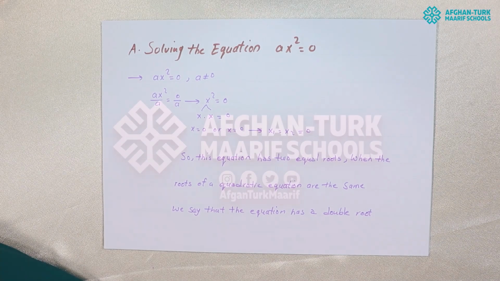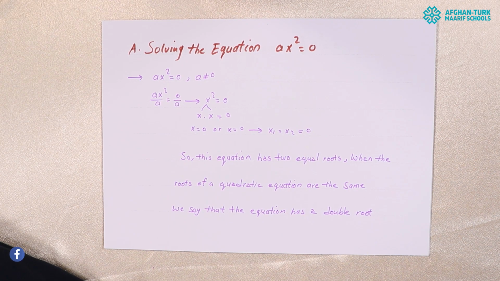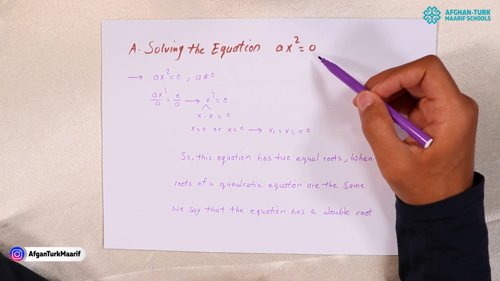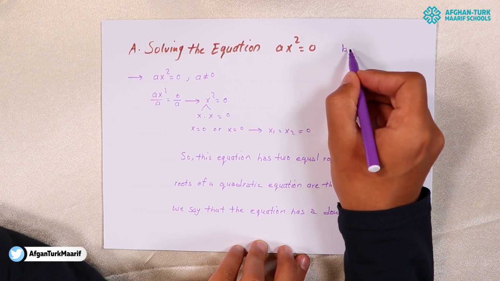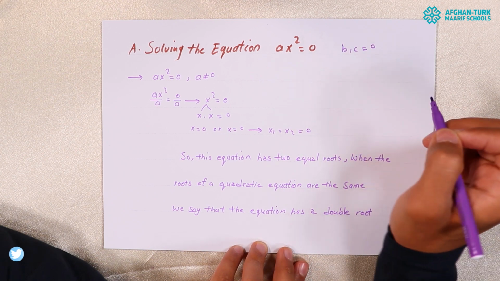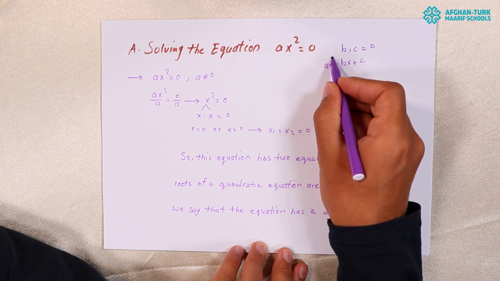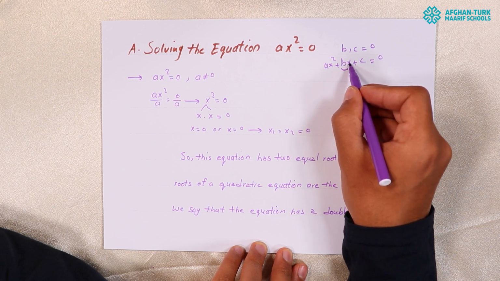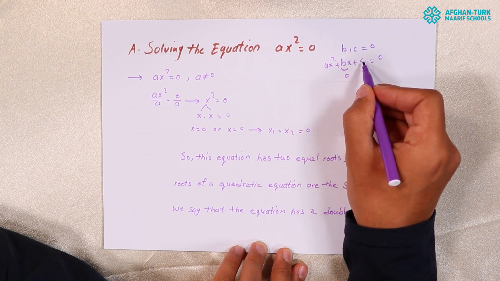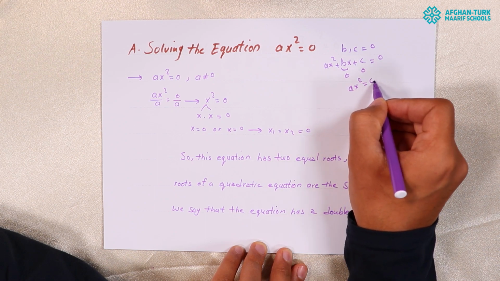Today we are going to continue the quadratic equation. First of all, we are going to solve the equation form ax squared is equal to 0. It's also a quadratic equation where b and c are equal to 0. Am I right? Because we had ax squared plus bx plus c is equal to 0. When b is 0, then 0 times x will be 0. When c is also 0, then our equation will be like ax squared is equal to 0.